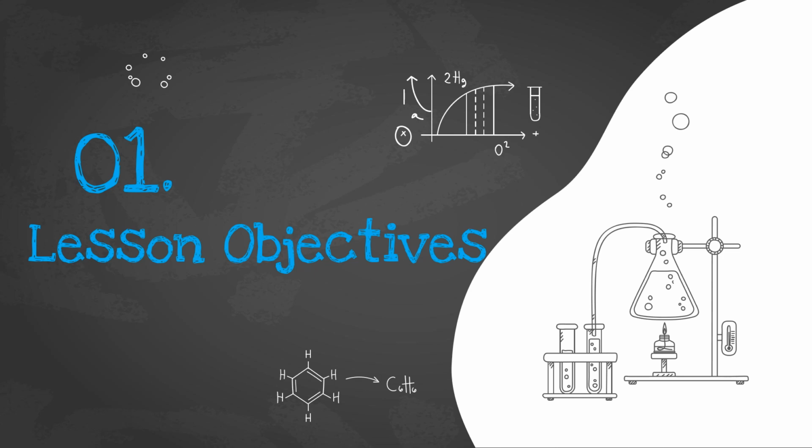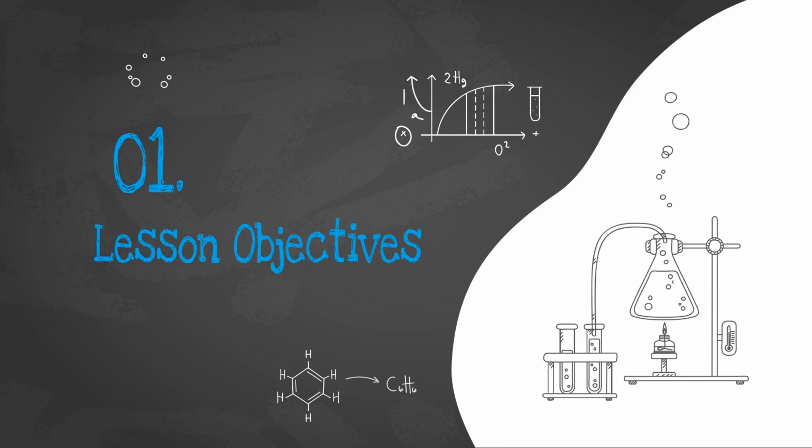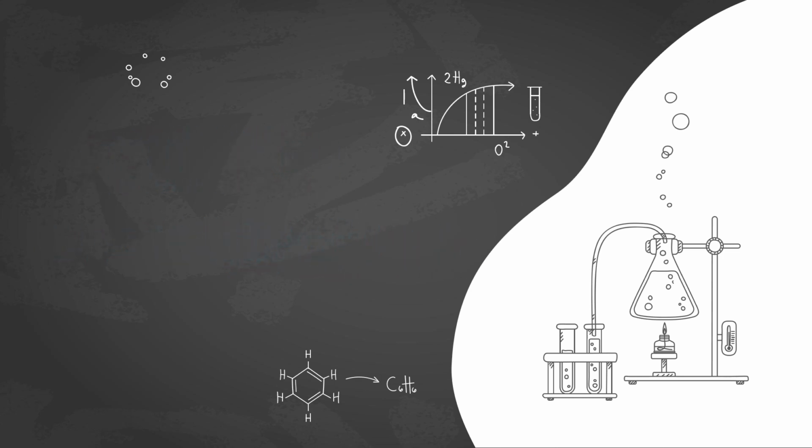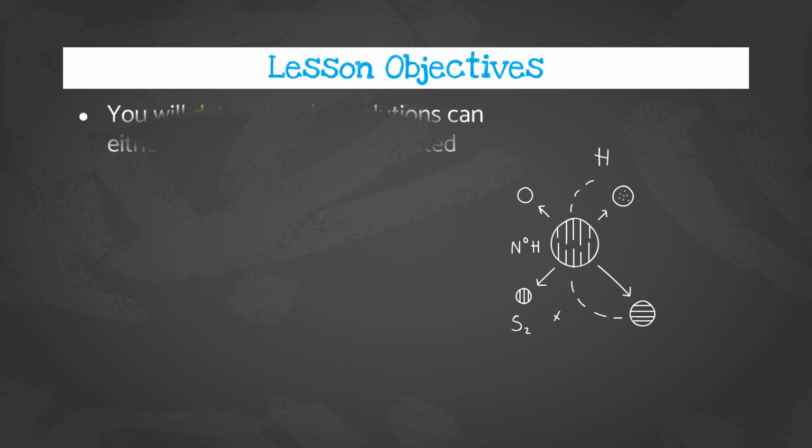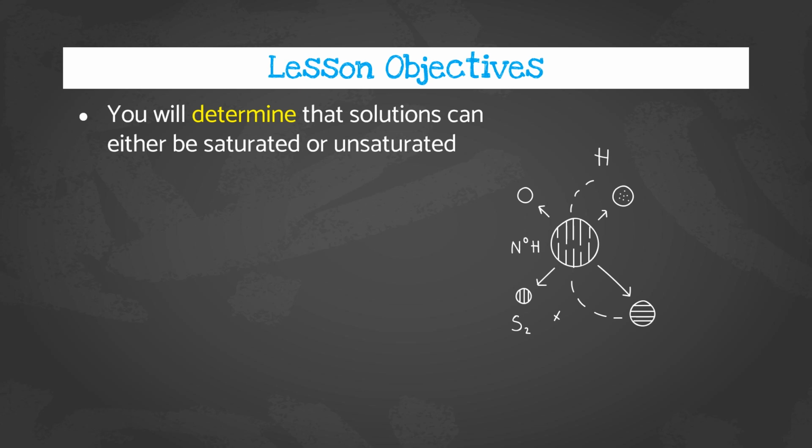Topic number one, lesson objectives. These are the things you should learn at the end of this journey. There are three lesson objectives on this learning session. You can also notice that there are three highlighted words which are critical for you to understand. The first objective is that you will determine that solutions can either be saturated or unsaturated. The highlighted word there is to determine.